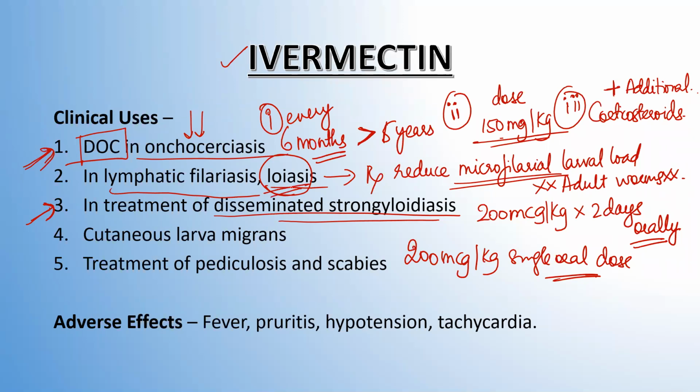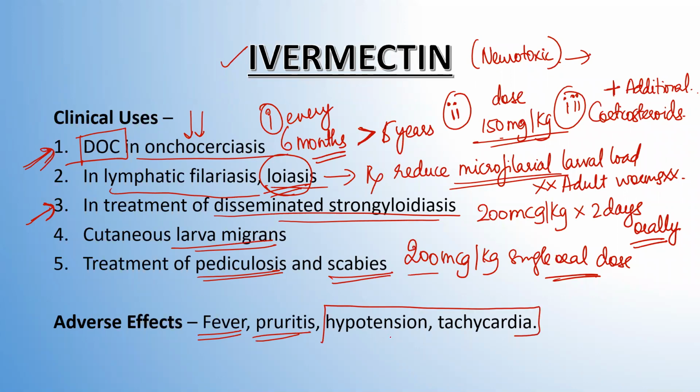Since it is neurotoxic at high doses or on prolonged treatment, in the case of loiasis it is discouraged. But for others, you can give it. For cutaneous larva migrans and treatment of pediculosis and scabies, it is given in a dose of 200 mcg per kg, single oral dose. Now coming to the adverse effects, it's fever and pruritus along with hypotension and tachycardia.